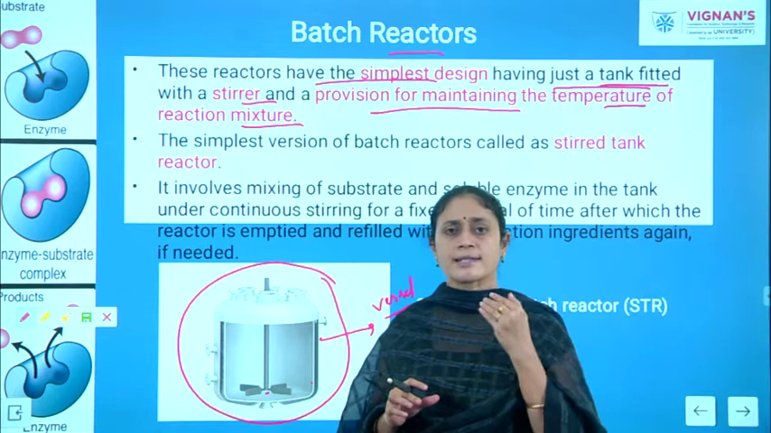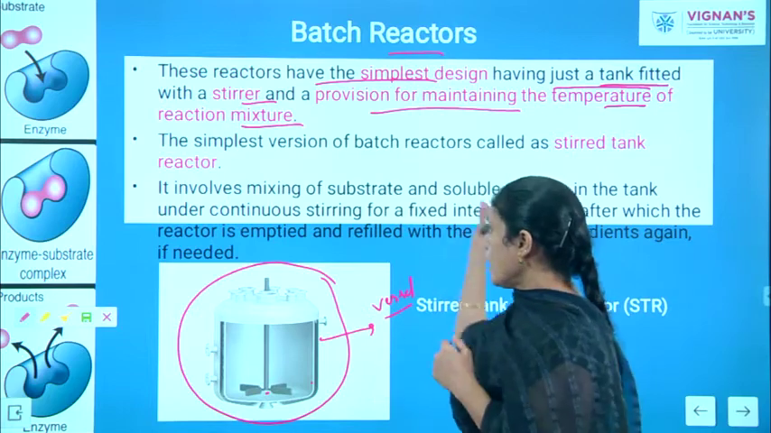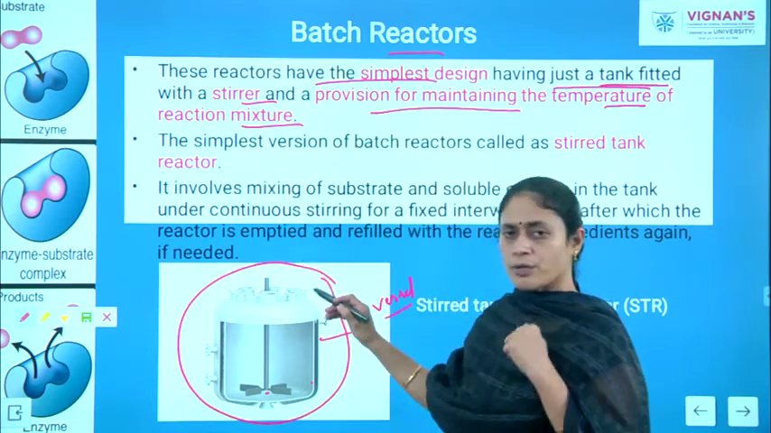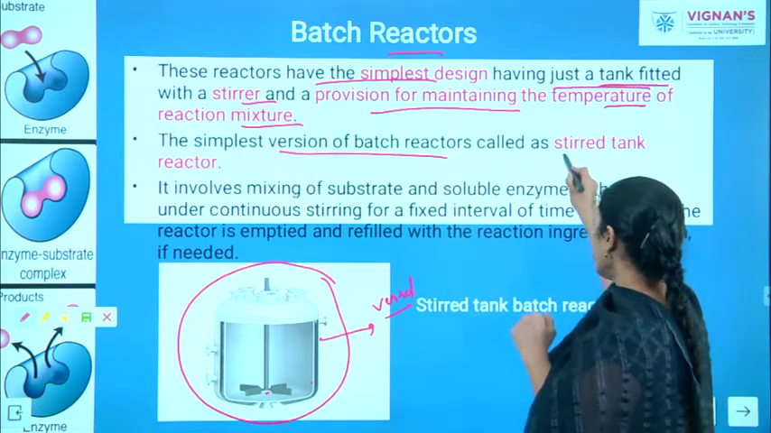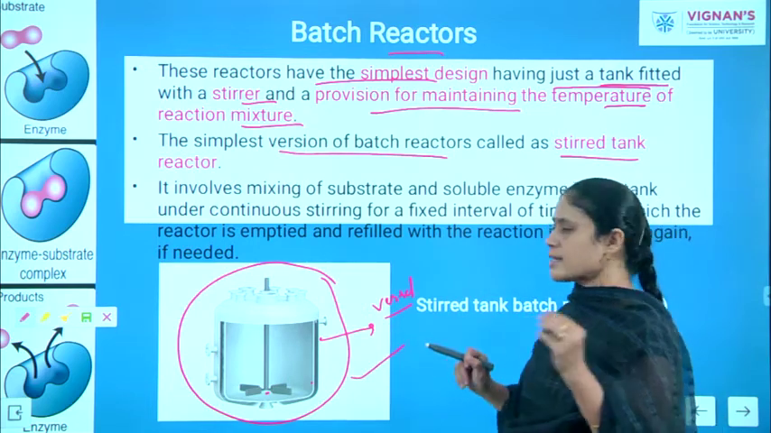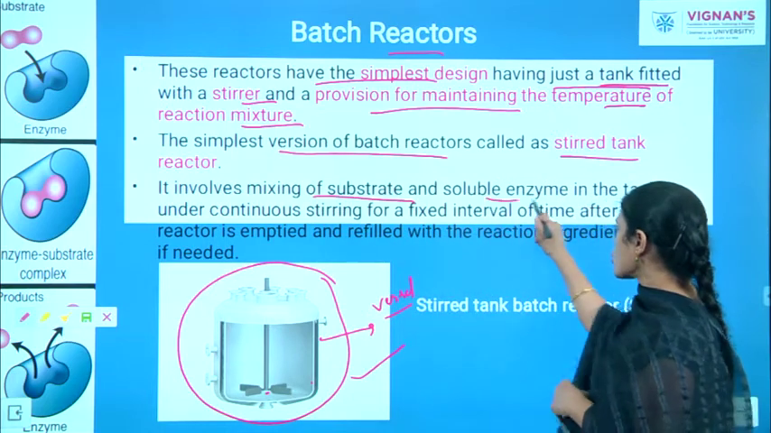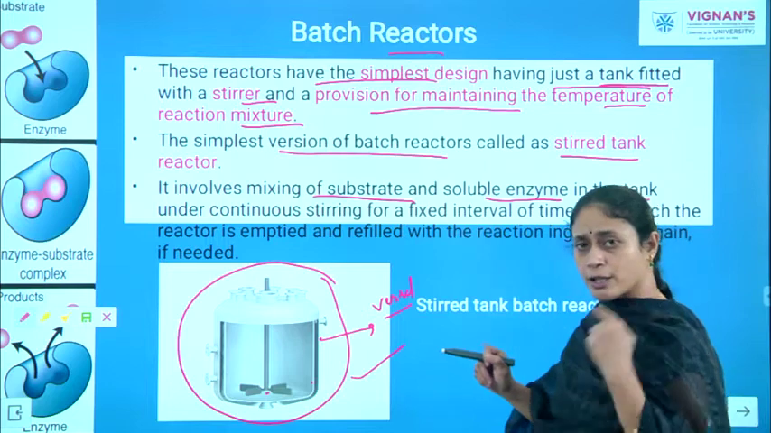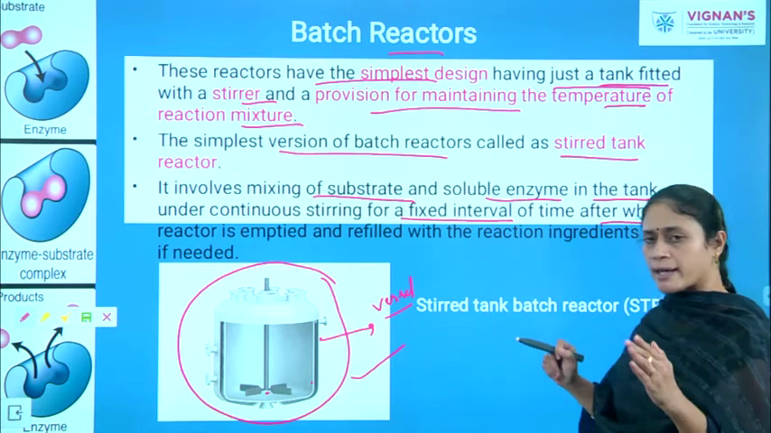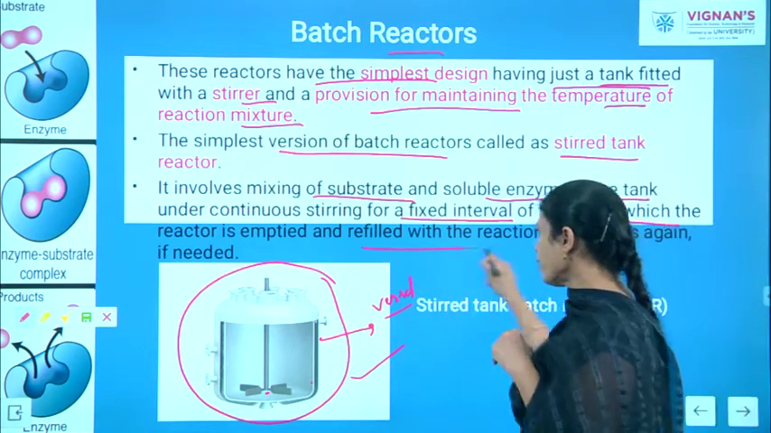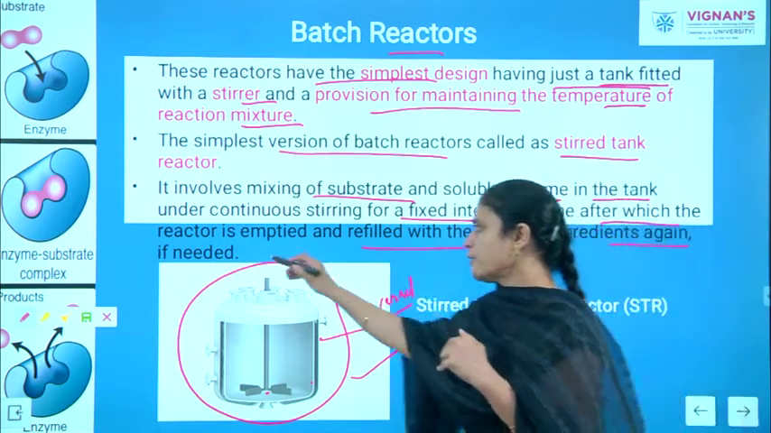Under these conditions, your enzyme is getting activated and converting your substrate into product. Along with this, what are the other properties of your batch reactor? This is the simplest version of your batch reactor, and this is representing a stirred tank reactor. It involves the mixing of the substrate and soluble enzyme in the tank under continuous stirring mode for a fixed interval of time, after which the reactor is emptied and refilled with the reaction mixture or ingredients again if needed.